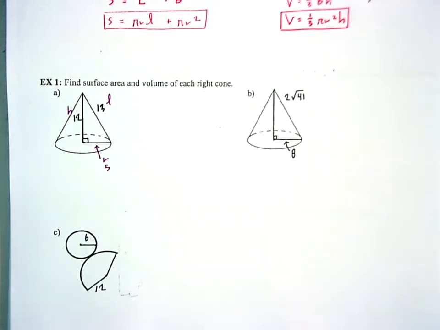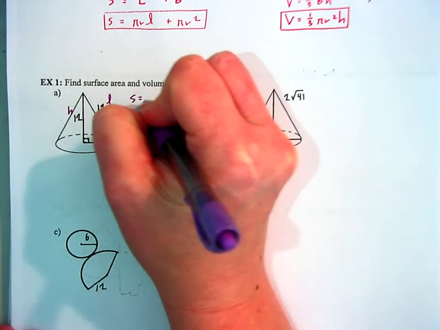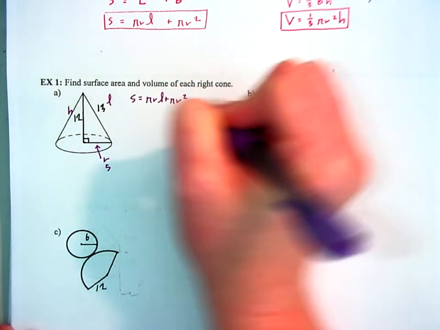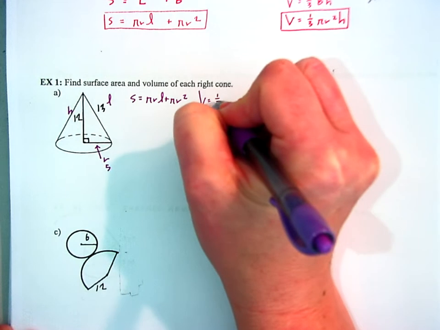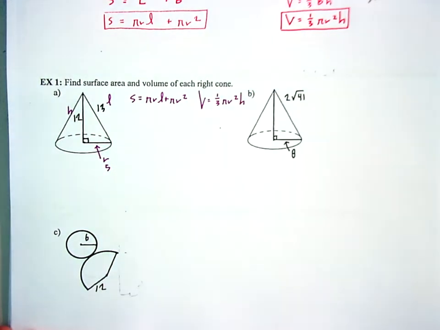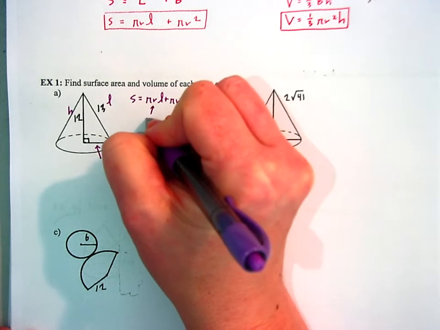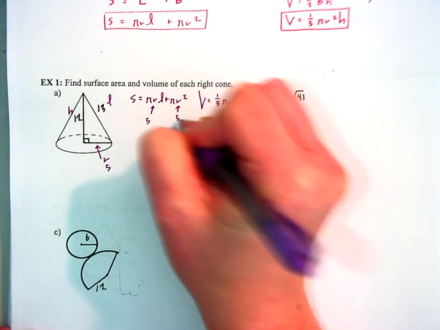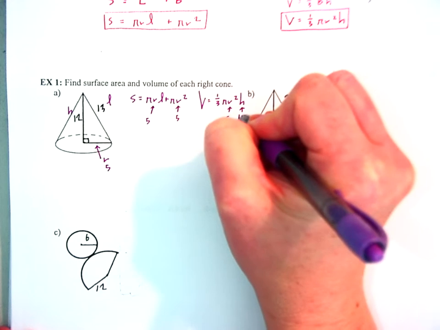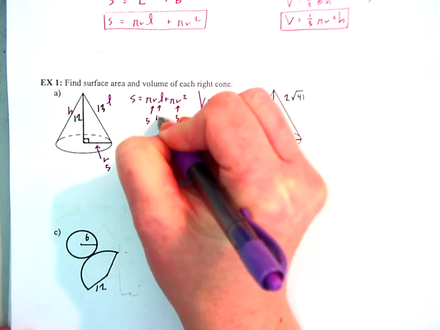And if you didn't see that, you could still use your Pythagorean theorem. That would be fine. I'm just pointing out that we have some common triples that show up that save us some time. So surface area first, that's going to be pi r slant height plus pi r squared. And volume will be 1/3 pi r squared times the height. So I have everything that I need, I just have to plug in. My radius is 5. I'm going to plug in a 5 for every radius. My height is 12. My slant height is 13.